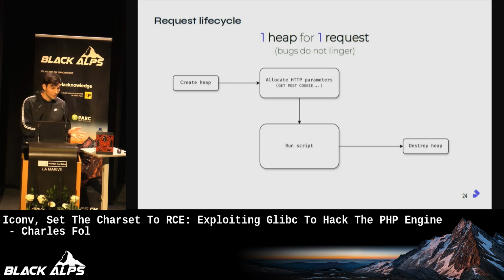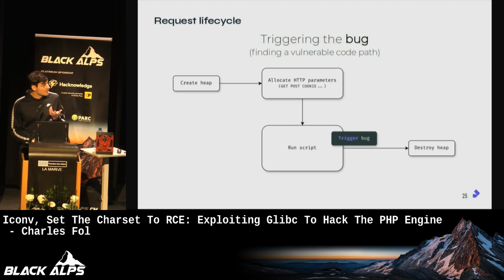That means compiling the script, compiling hundreds of files, and then running the script. So thousands of allocations completely mess up the heap, and then it will return the HTTP response and delete the heap entirely. The problem is that the bugs will not linger. If I manage to corrupt the heap using one PHP request, I also have to use the memory corruption in the same request, because otherwise the bug will be gone on the next one. And this is what makes it really hard to exploit PHP.